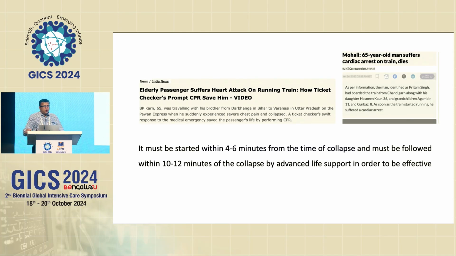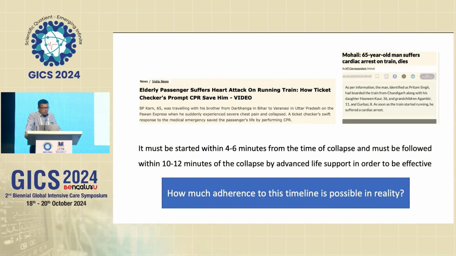My first question goes to Dr. Samavedam. When we look into all these three guidelines, there is a line which comes up off and on: that CPR must be started within 4 to 6 minutes from the time of the collapse, and must be followed within 10 to 12 minutes of the collapse by advanced life support in order to be effective. My question to you is, how much adherence to this timeline is possible in reality? Is it a good enough timeline that needs to be followed, or can we leave it like that? It should be done as early as possible, and not to think about 4, 6, 8, 9, 12.